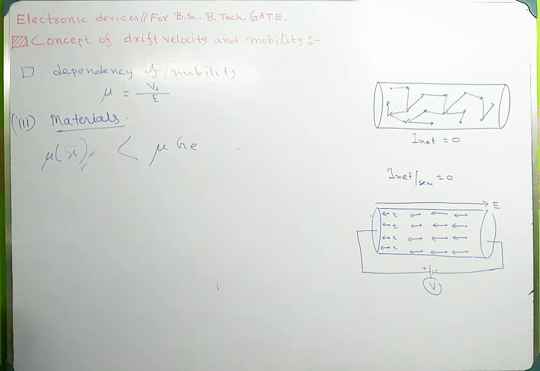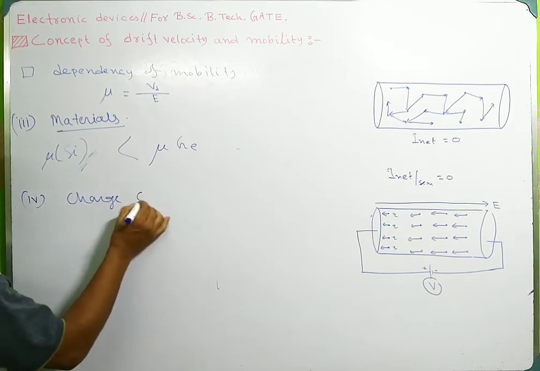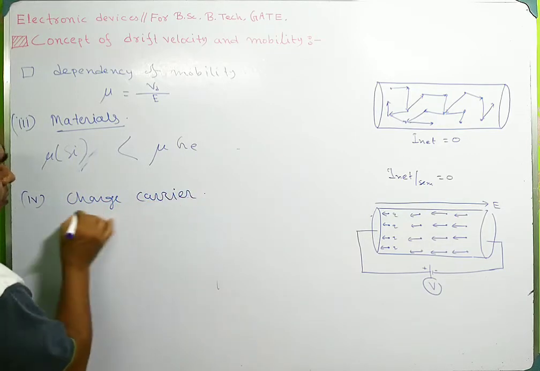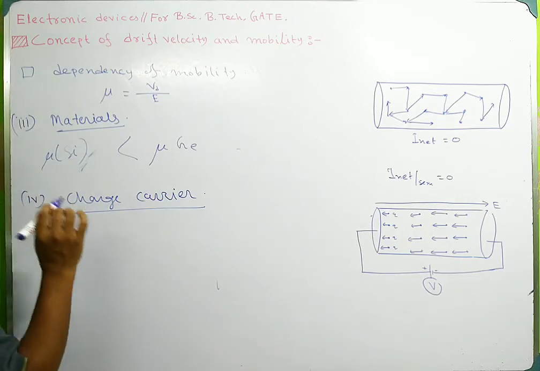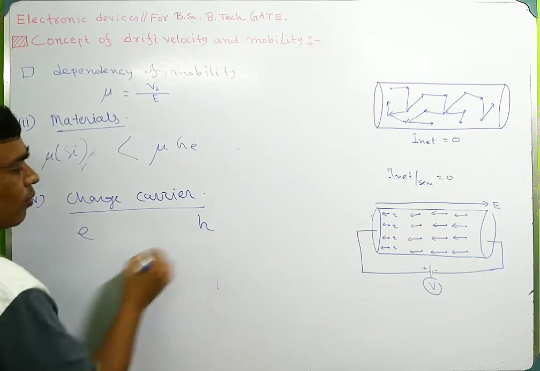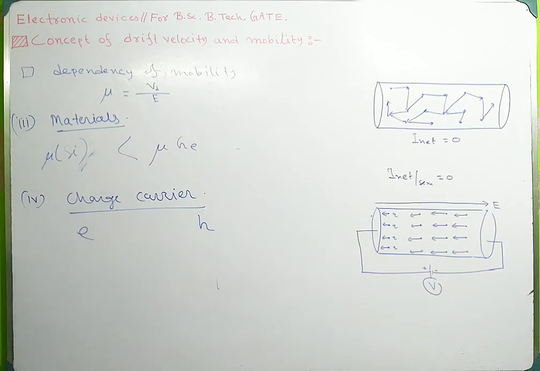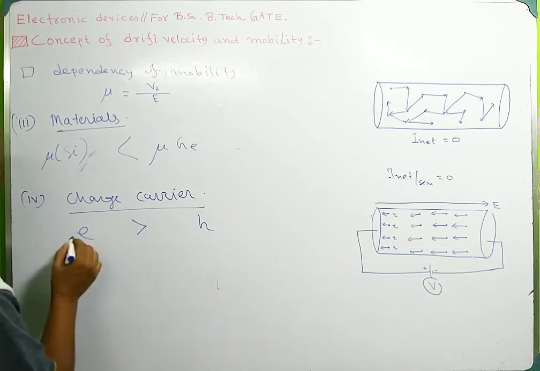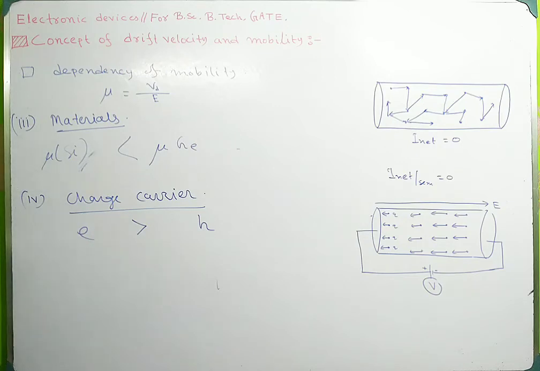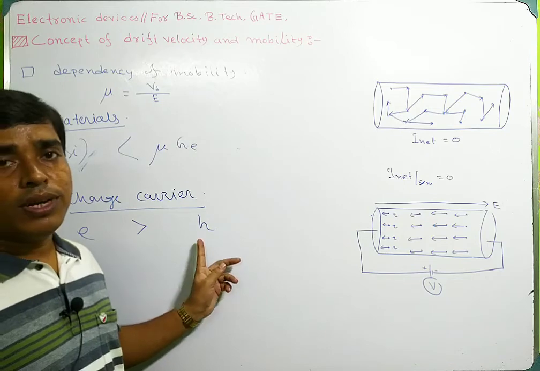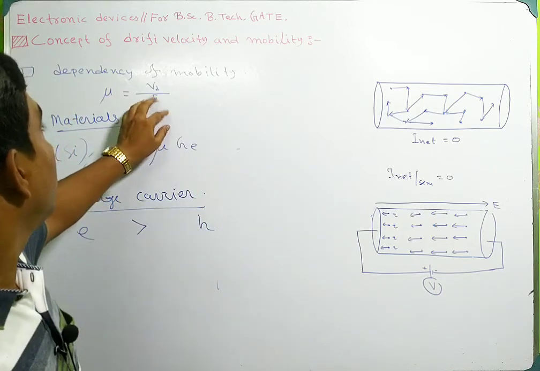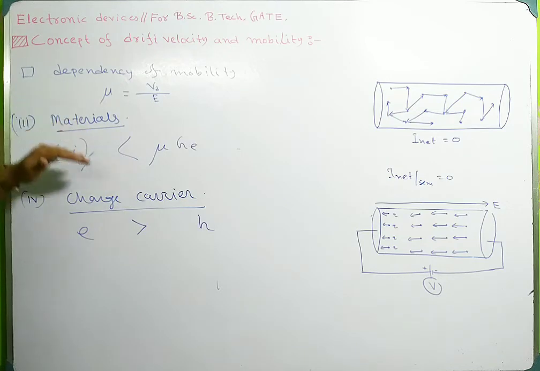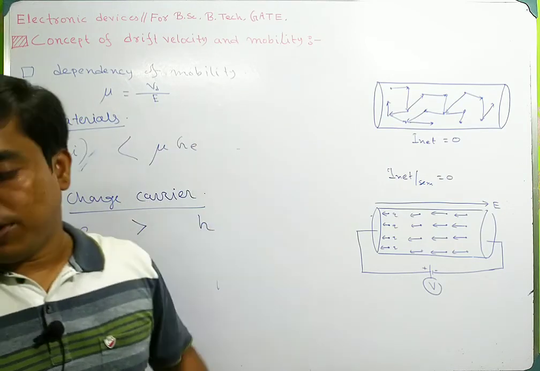Number 4, the charge carrier. If we have two charge carriers, one is electron and one is hole, the electron always has more mobility. The electron mobility is more than that of holes. This is the dependency of mobility upon material, charge carrier, electric field and temperature.